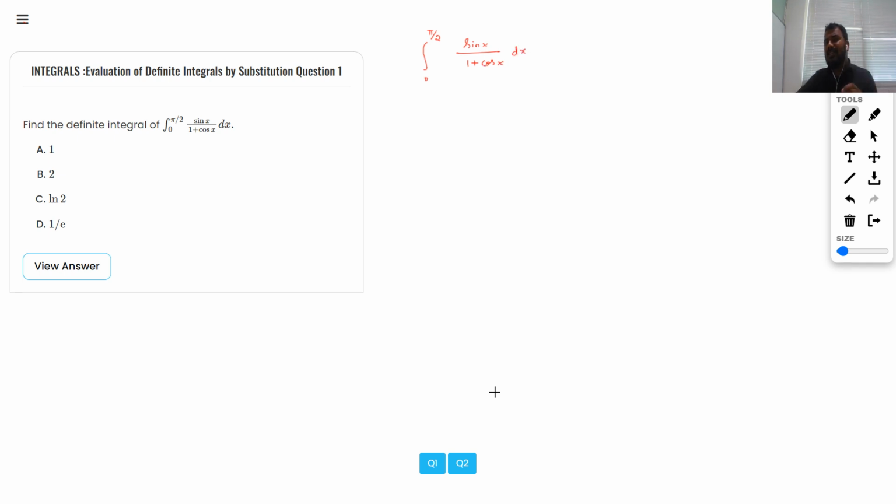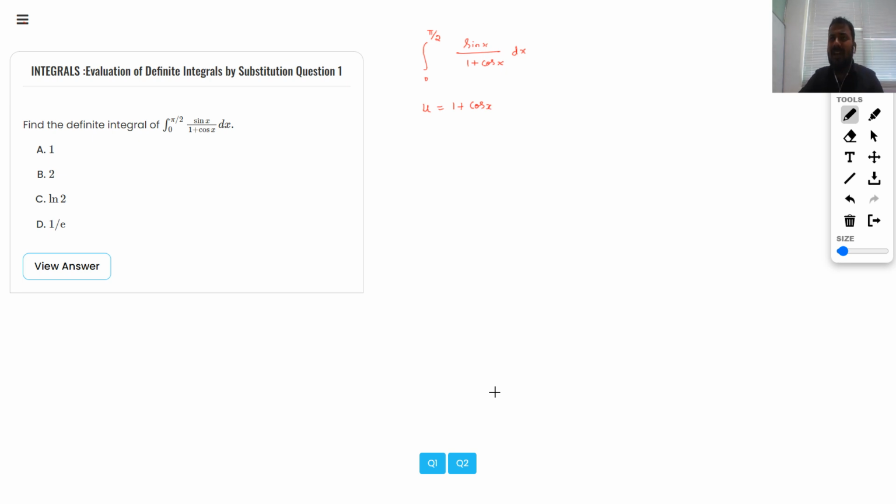In the denominator we have 1 plus cos x, and if I differentiate it, the differentiation becomes sine x. So the best way is to substitute. I'll take u equals 1 plus cos x. That's the first thing, identifying the substitution.